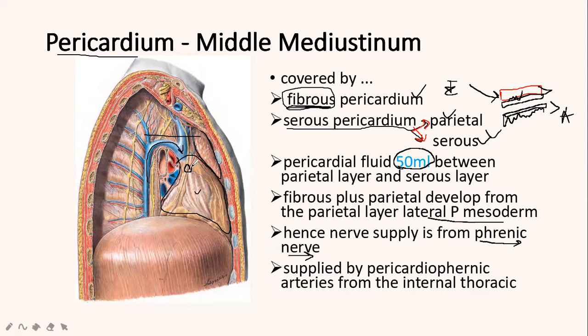The phrenic nerves move in direct contact with the pericardia, with the fibrous pericardia. So they're just outside the fibrous pericardium. There you have a nerve there, right? And these nerves are the phrenic nerves. So if you get them in a spot test, those are the phrenic nerves.